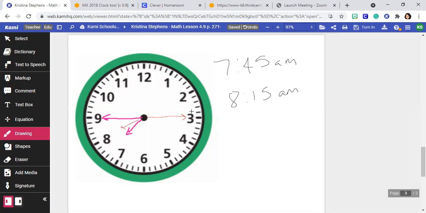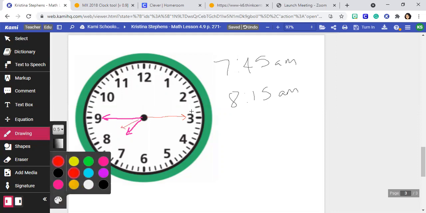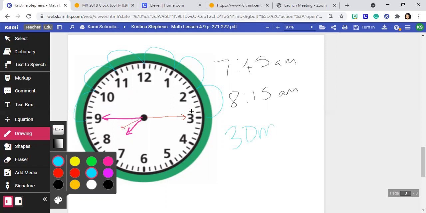And some of you might be able to look at that and critically be able to say, oh, I know what that is. I know how much time has gone by. But some of you might be like me and you might need to do the math. So I'm going to start at the 8:15 and skip count backwards until I get to 7:45. 5, 10, 15, 20, 25, 30. So the time that has gone by is 30 minutes. So it hasn't even been a full hour. It's just the 30 minutes that has gone by.